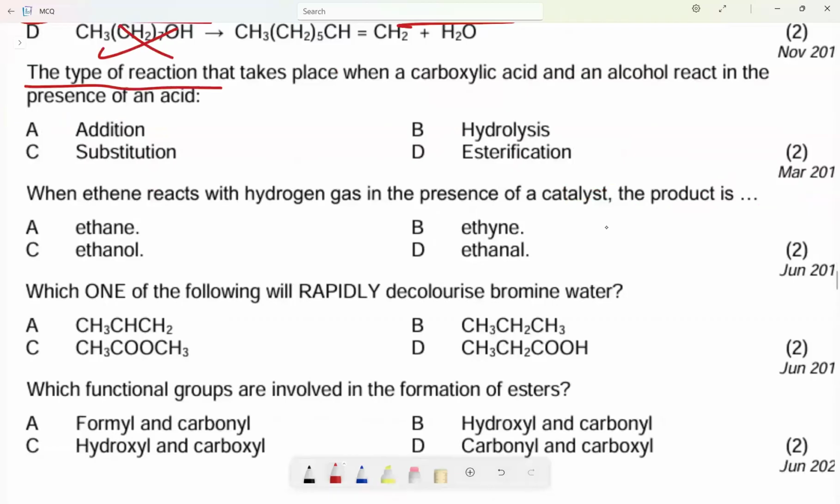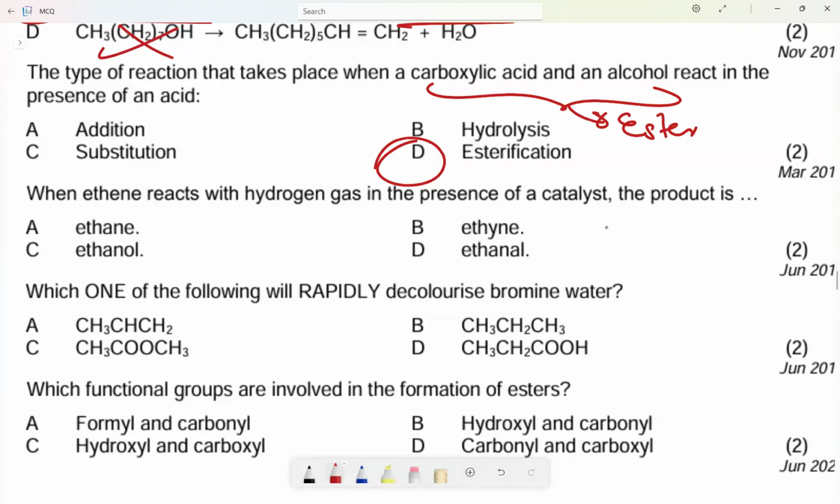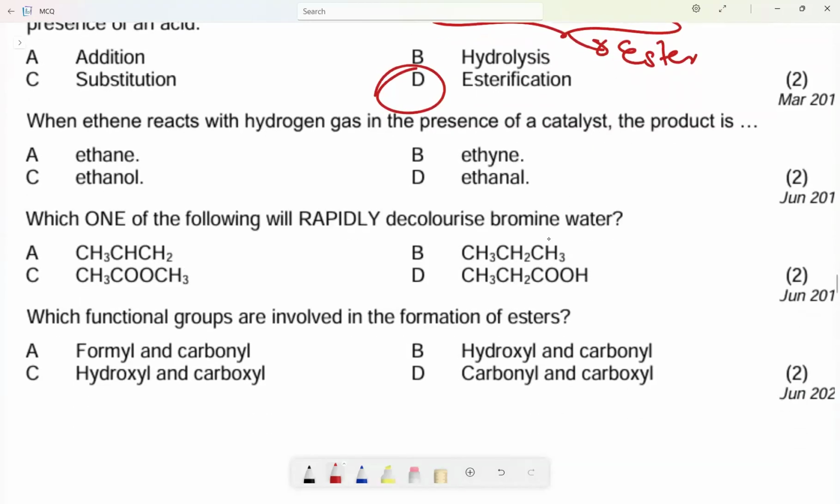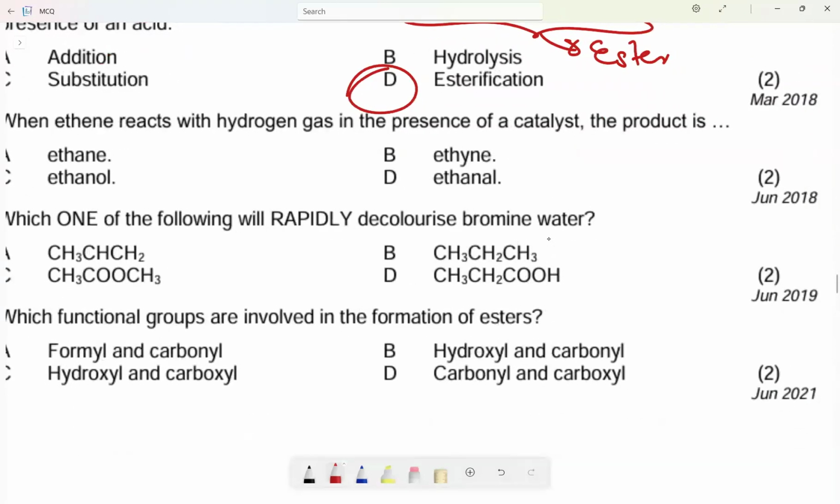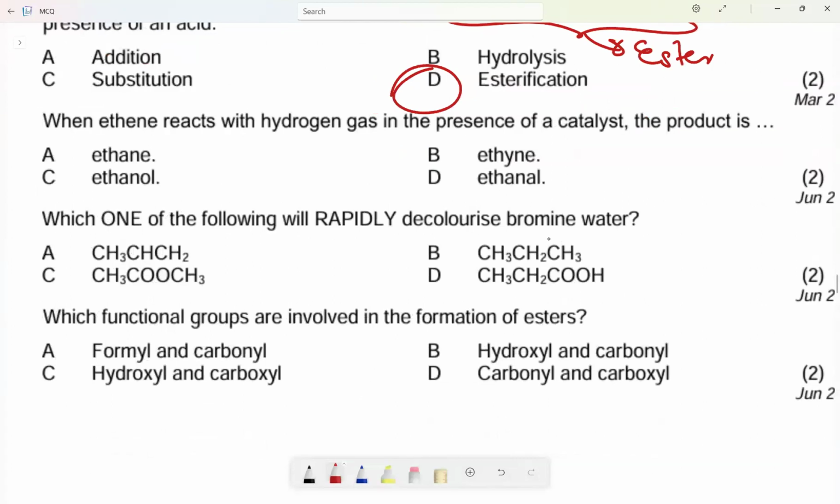They say the type of reaction that takes place when a carboxylic acid and an alcohol react is esterification. Remember, when we add these, we are forming what? An ester. Very, very easy marks, this one. When ethene reacts with hydrogen gas, ethane is formed, it is this.